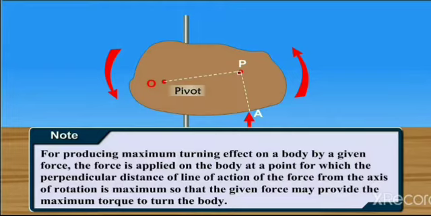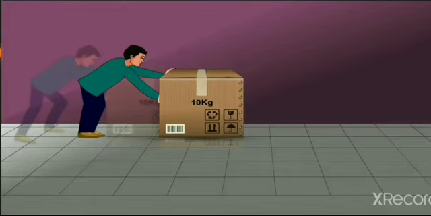Note, for producing maximum turning effect on a body by a given force, the force is applied on the body at a point for which the perpendicular distance of line of action of the force from the axis of rotation is maximum, so that the given force may provide the maximum torque to turn the body. Units of moment of force.